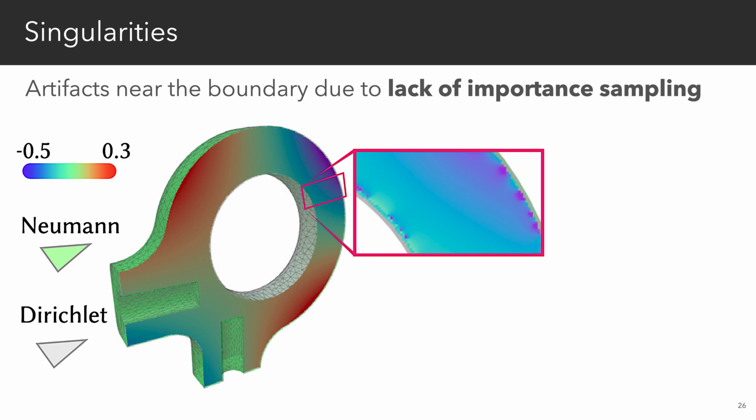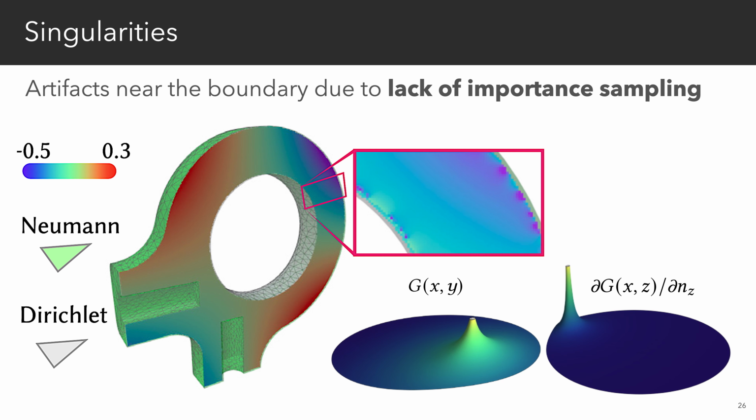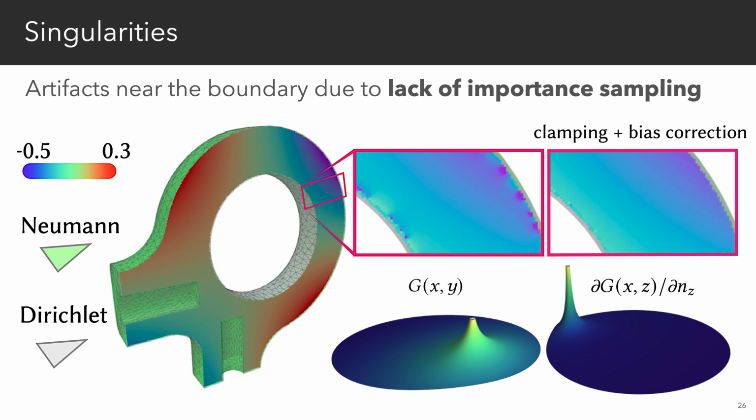Finally, simply reusing uniformly sampled cache points can result in artifacts near the boundary because the Green's function and Poisson kernel are weakly singular, and we don't importance sample them. Virtual point-light methods in rendering, as well as the boundary element method, also suffer from similar artifacts near the boundary. In our paper, we describe how to mitigate these artifacts by adapting ideas from virtual point-light methods.